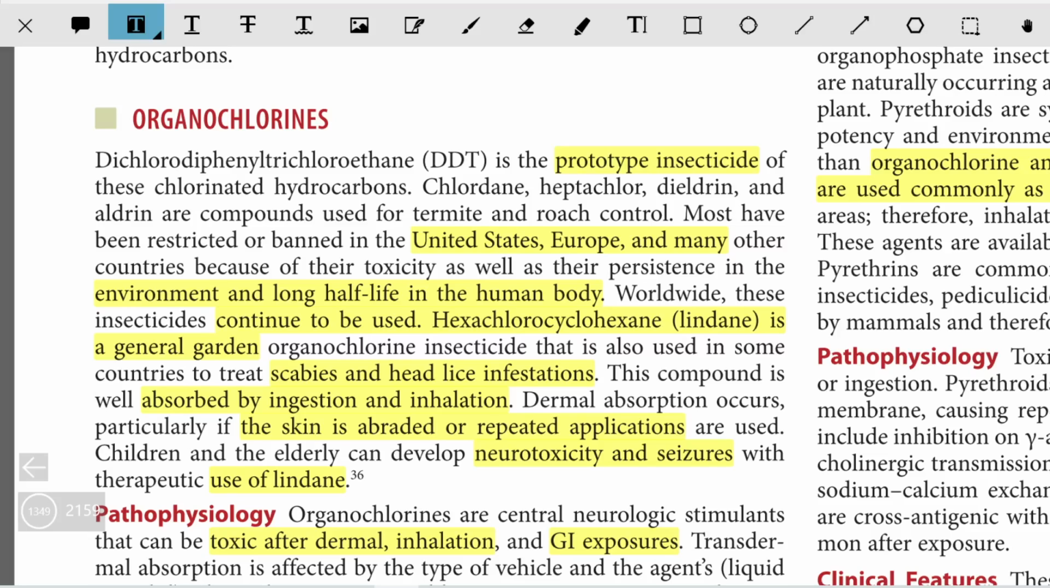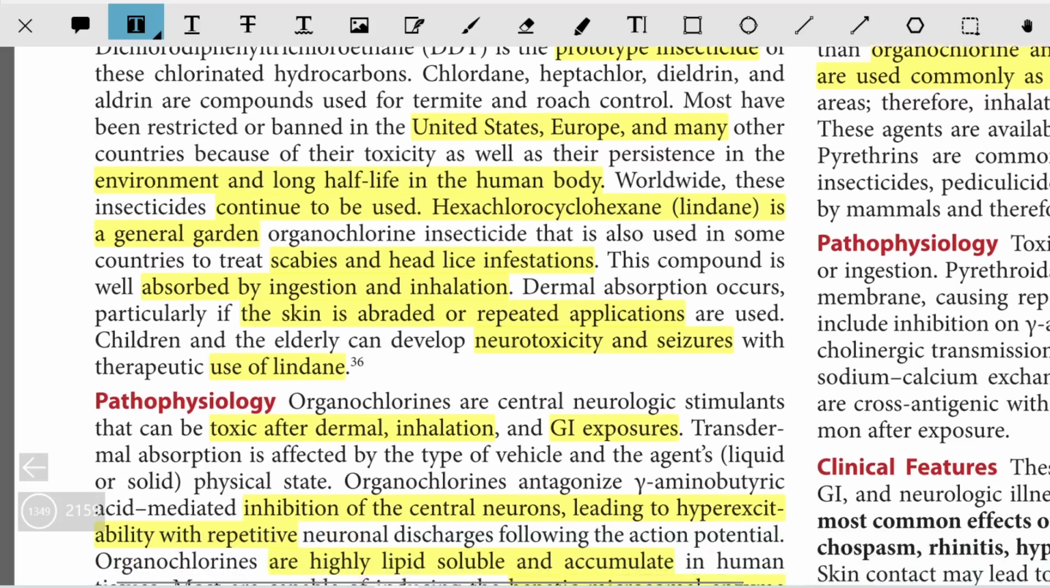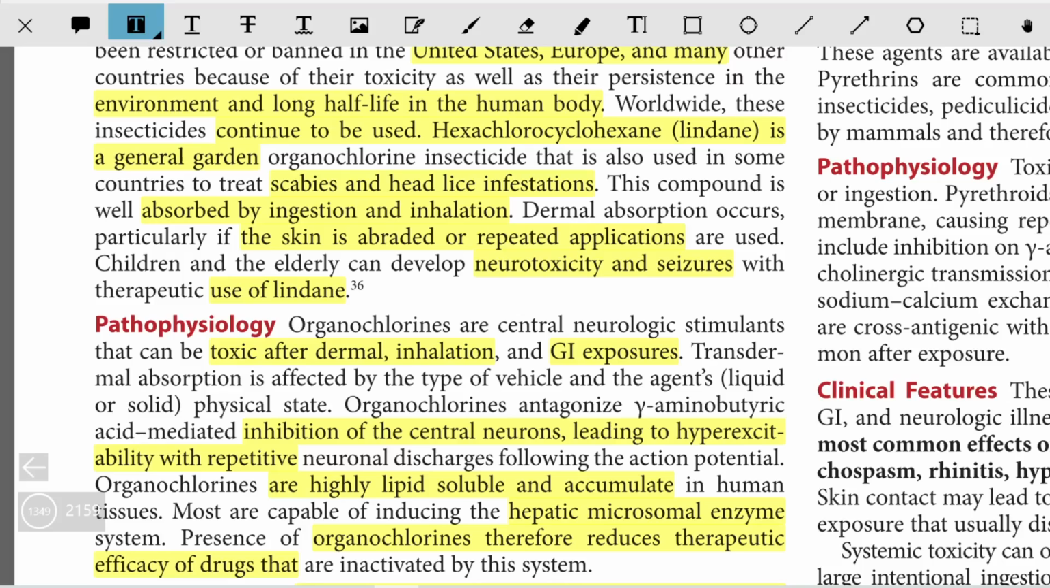Hexachlorocyclohexane, that is lindane, is a general garden organochlorine insecticide that is also used in some countries to treat scabies and head lice infestations. But in children and the elderly, they can develop neurotoxicity and seizures with therapeutic use of lindane. So it is contraindicated in these age groups.